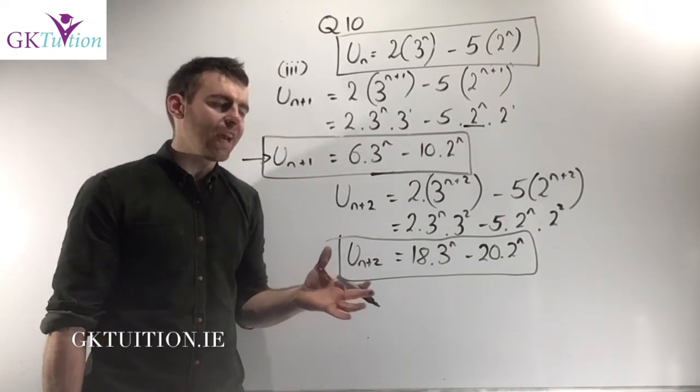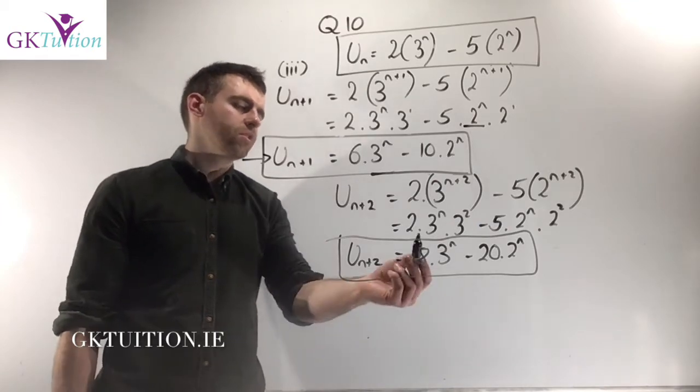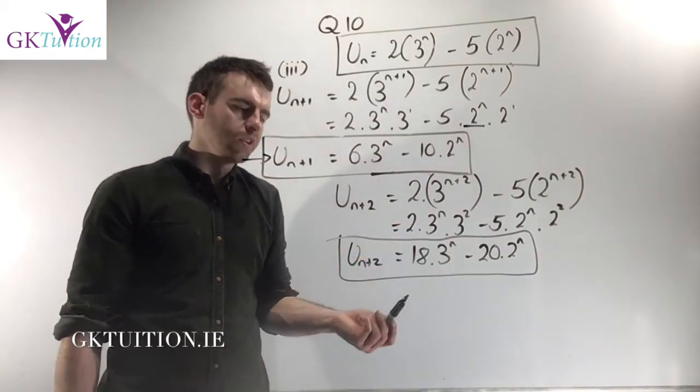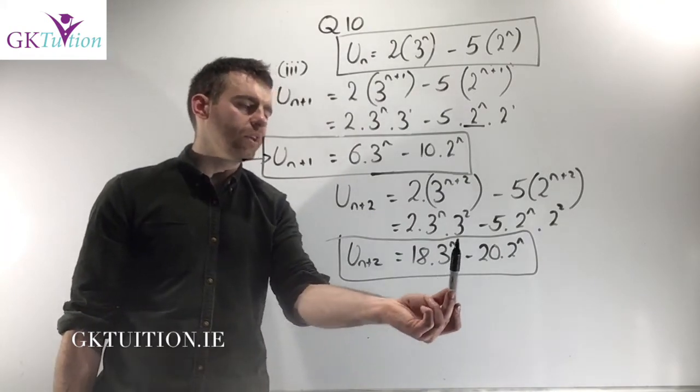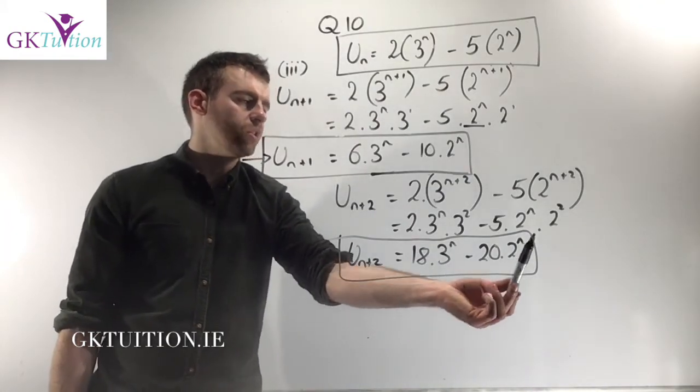We do basically the exact same thing with un plus 2. It's just that obviously we have 2's instead of 1's. And you end up with un plus 2 simplified fully as 18 times 3 to the power of n minus 20 times 2 to the power of n.